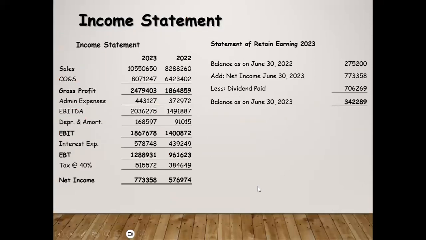Now, if the dividend paid figure is not provided to you, you can calculate it as the previous year retained earnings balance plus net income for the current year minus the current year retained earnings balance. So you can get the figure of dividend paid as well if it's not provided to you.